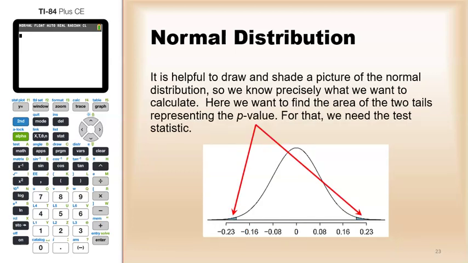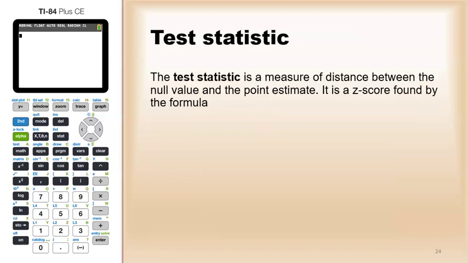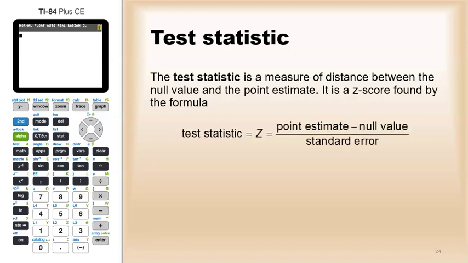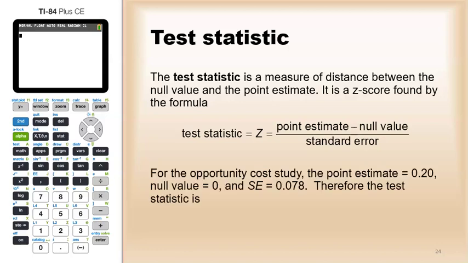It is helpful to draw and shade a picture of the normal distribution so we know precisely what we want to calculate. Here, we want to find the area of the two tails represented by the p-value. For that, we need what's called the test statistic. Essentially, a test statistic is a measure of the distance between the null value and the point estimate. It is a z-score, given by the formula: point estimate minus null value, over standard error. In this case, the opportunity cost study, the point estimate is 0.2, the null value is 0, and the standard error is 0.078. So the test statistic is 0.2 minus 0, over 0.078. That comes out to be 2.56.